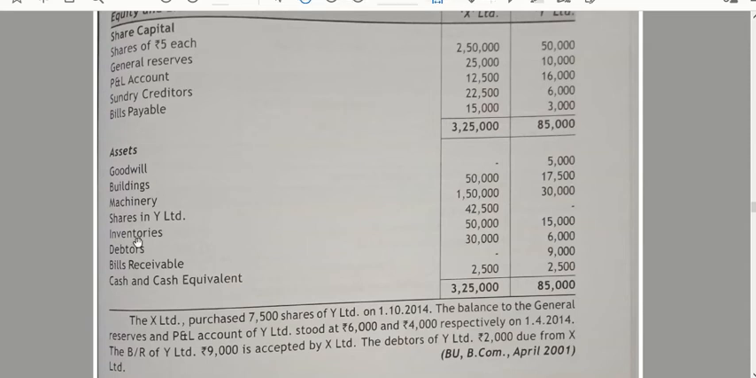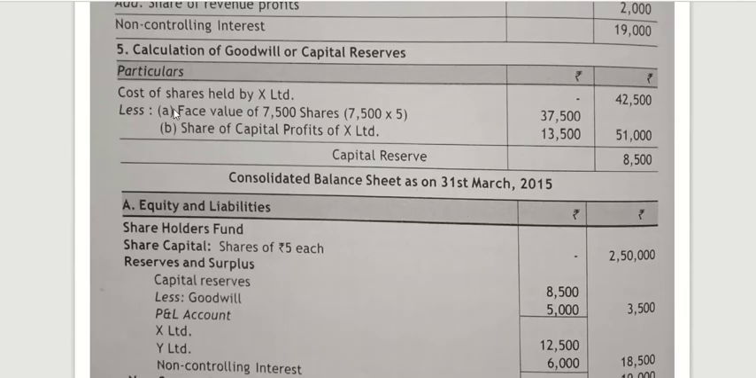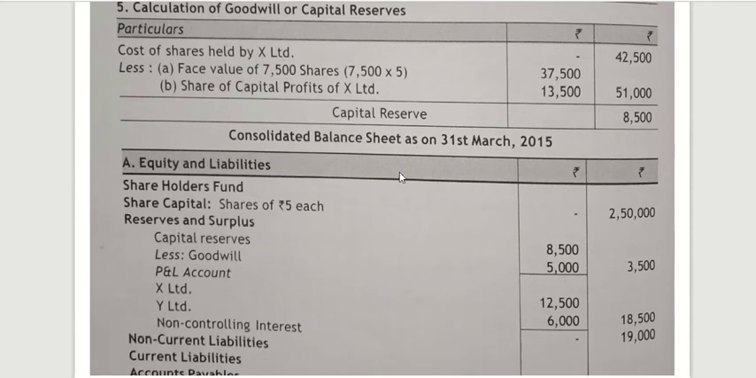If you see in the asset side of the balance sheet in the question, shares in Y Limited, 42,500. So the cost of shares held by X Limited is 42,500, less the face value of 7,500 shares bought by X Limited, 7,500 into 5, so 37,500. 7,500 is the face value of shares, but we have bought it for 42,500. Share of capital profit, so 13,500. If you total it up, you get a negative figure, so you consider it to be your capital reserve.